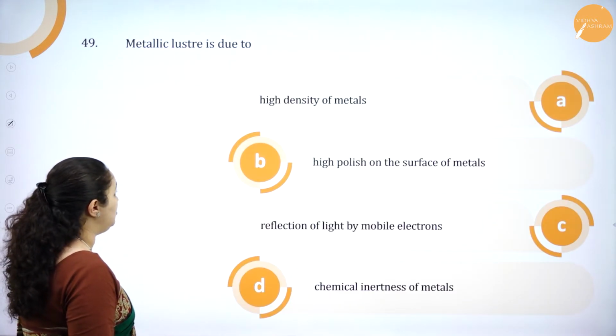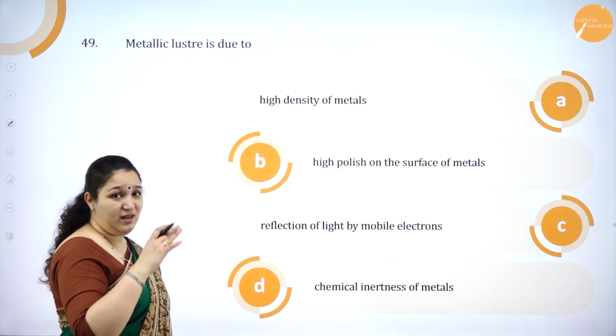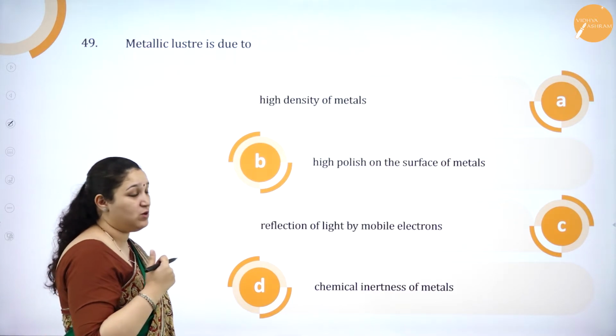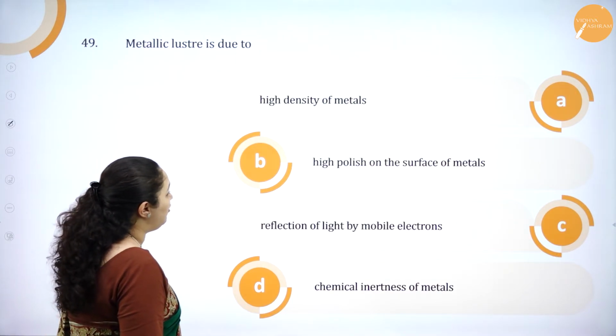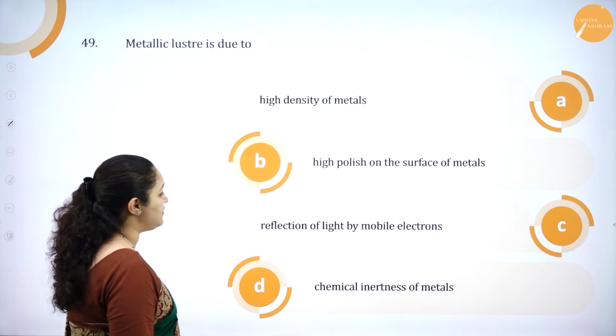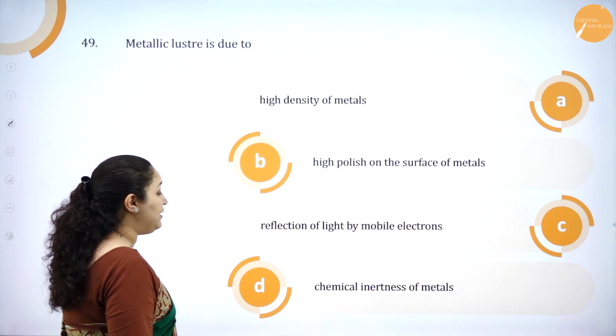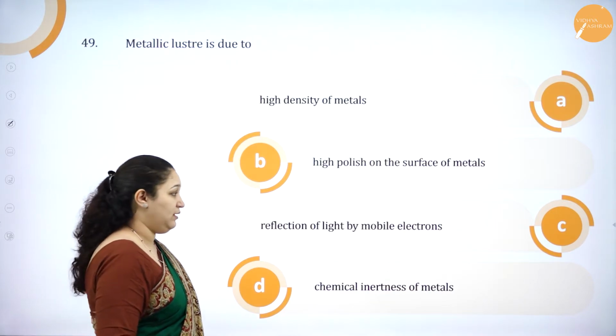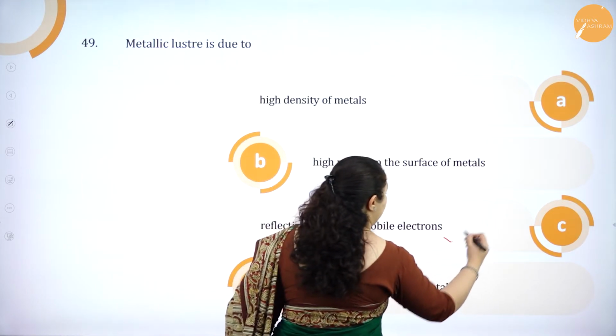Metallic luster is due to. Metallic luster, that is shine. Metal shines because of what? High density of metal, high polish on the surface of the metal, reflection of light by mobile electrons, chemical inertness of metal. It is option C which is right.